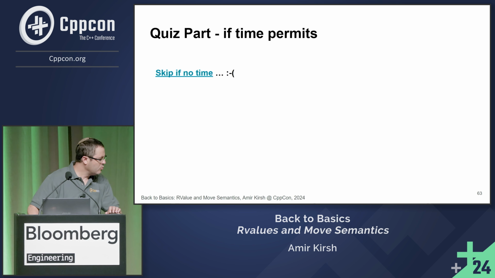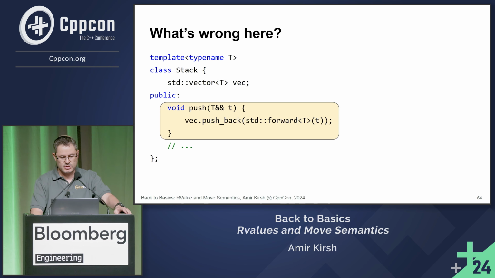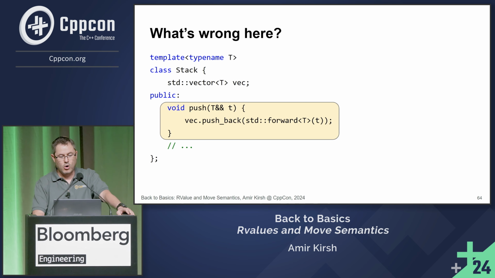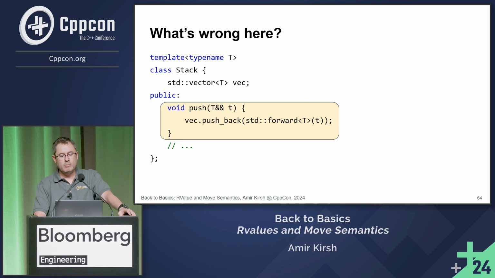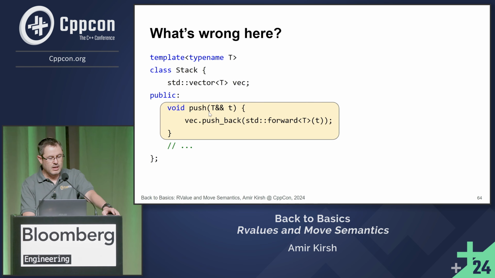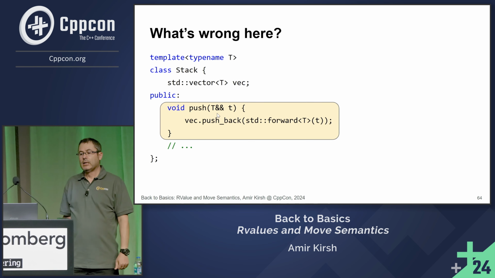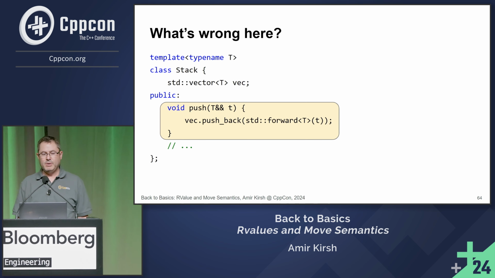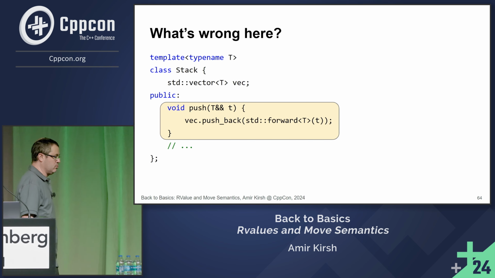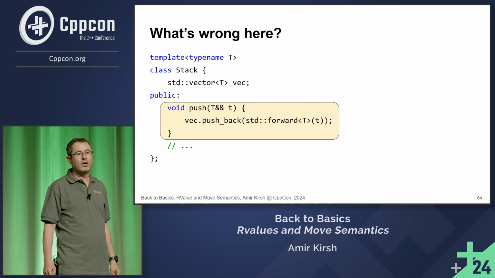Let's do the quiz part. We have time. It will be quite quick, but let's start. Let's try that. What's wrong here? I want to implement a push function in a stack. And in the stack, I'm taking, is it a forwarding reference or an Rvalue reference? What do you say? So it is complicated. It is a bit not so simple. This one is not a forwarding reference. It is an Rvalue reference.